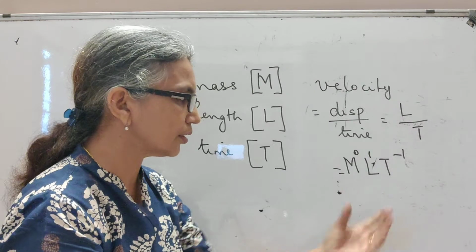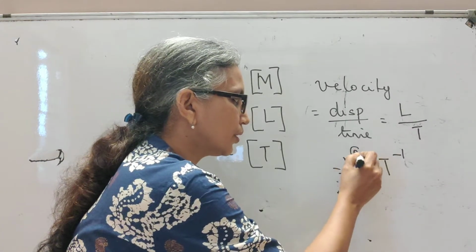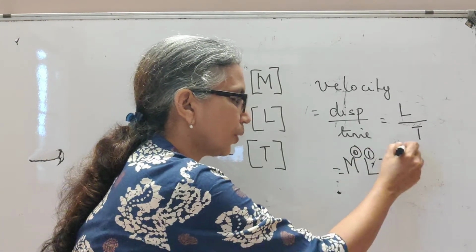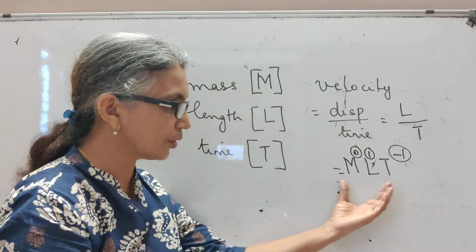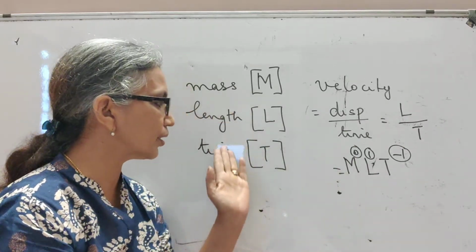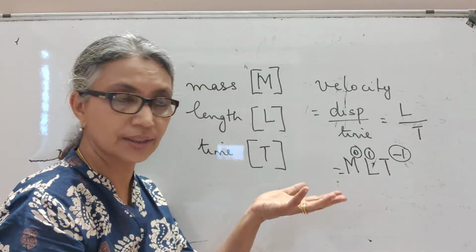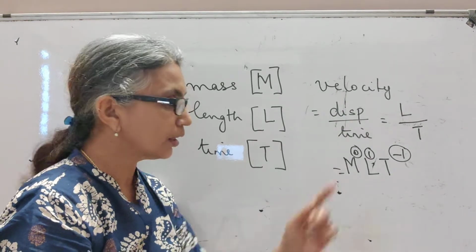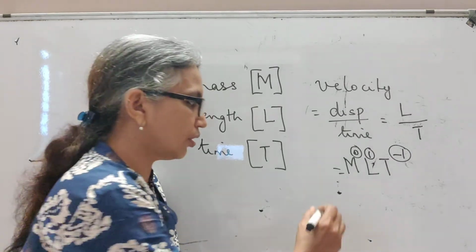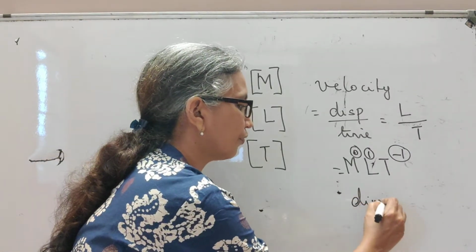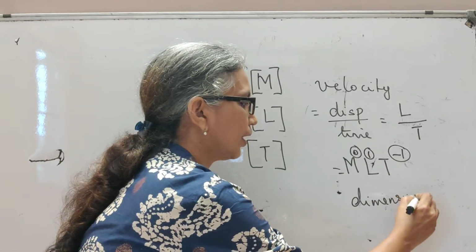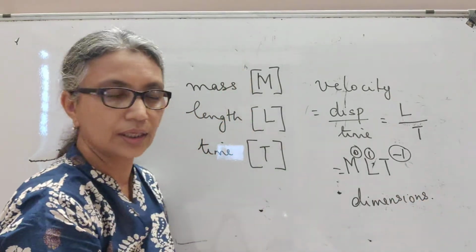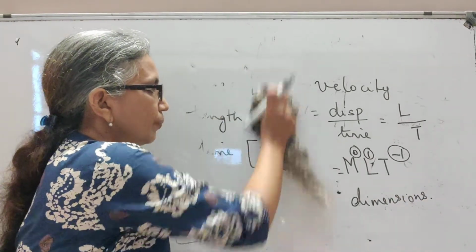So now when you look at this, these powers 0, 1 and minus 1 are the powers to which the base quantities, mass, length and time, have been raised in order to represent this physical quantity velocity. These powers are what you call the dimensions of velocity. Dimensions of velocity.